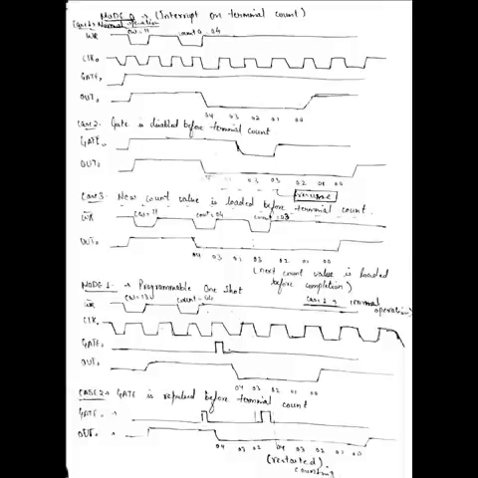The next mode is the same as the rate generator or the pulse generator. In this mode, the output signal becomes high once the counting starts. The output becomes low only during the last clock cycle of the count. After this, the count becomes 0. Then the count value is reloaded and decremented every clock pulse.